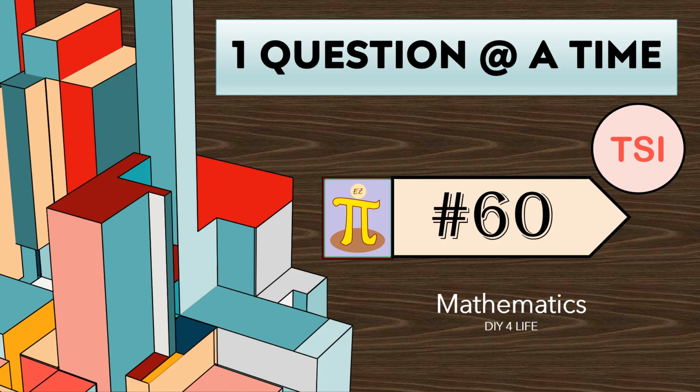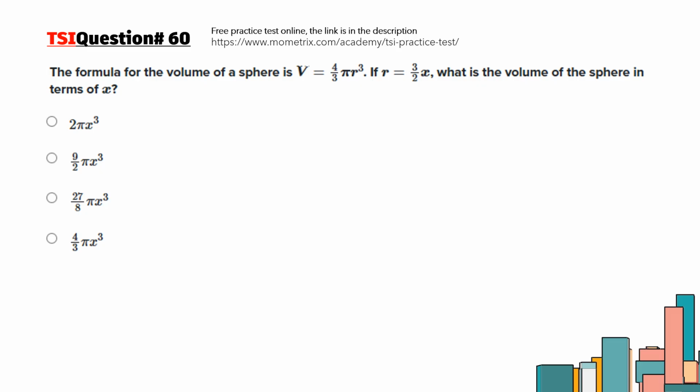Question number 60. The formula for the volume of a sphere is V equals 4 over 3 pi r cubed. If r is 3 over 2x, what is the volume of the sphere in terms of x?